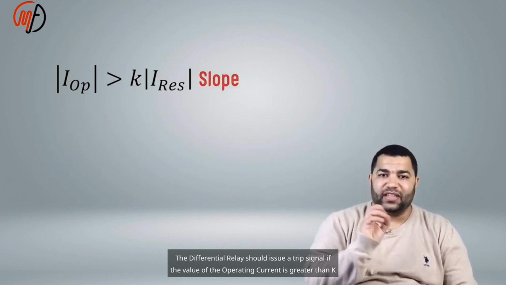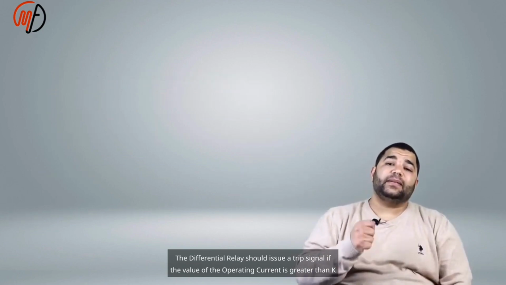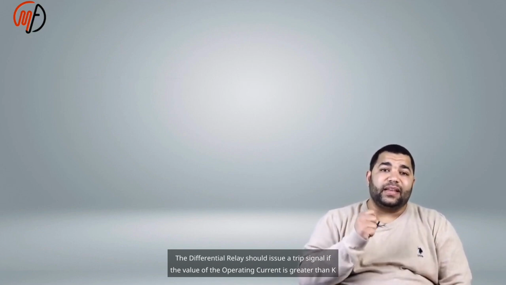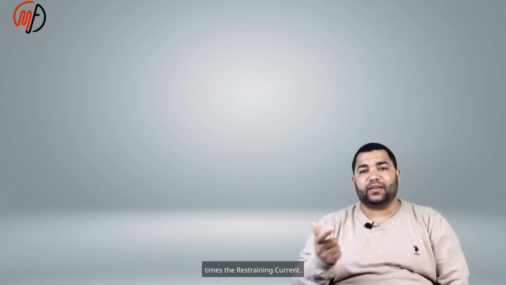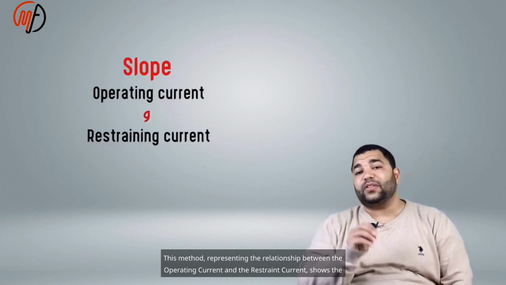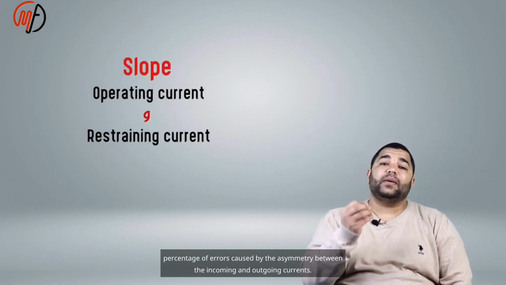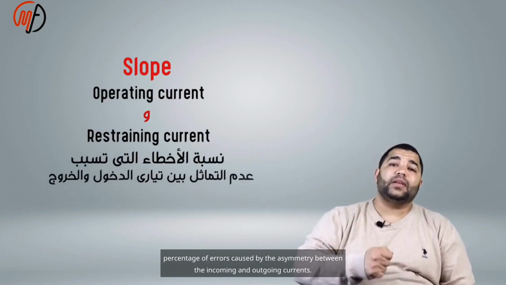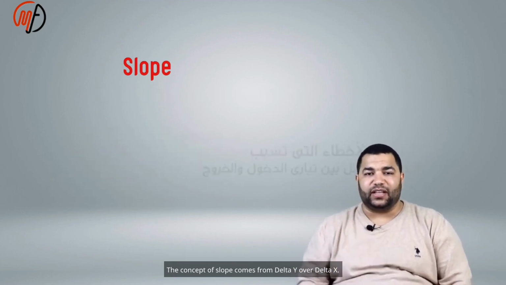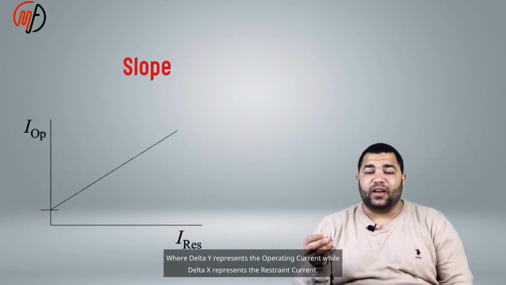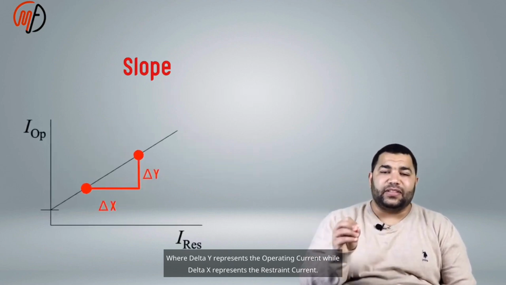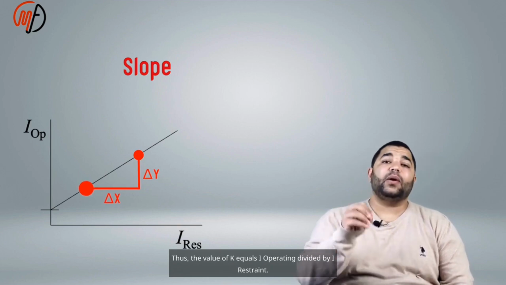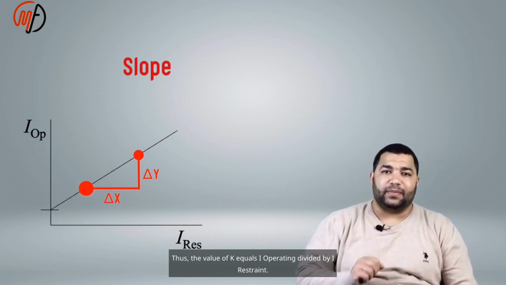The differential relay should issue a trip signal if the value of the operating current is greater than K times the restraining current. This method, representing the relationship between the operating current and the restraint current, shows the percentage of errors caused by the asymmetry between the incoming and outgoing currents. The concept of slope comes from delta y over delta x, where delta y represents the operating current while delta x represents the restraint current. Thus, the value of K equals I operating divided by I restraint.